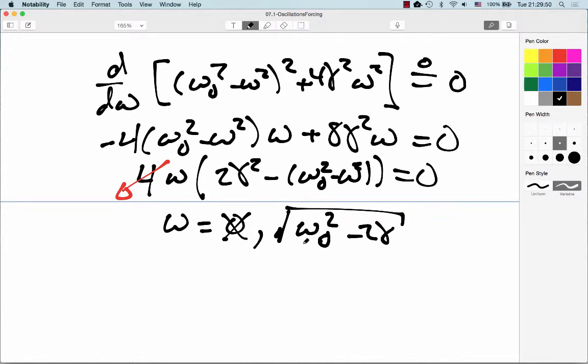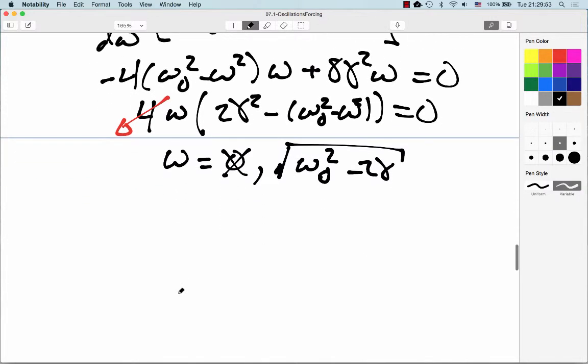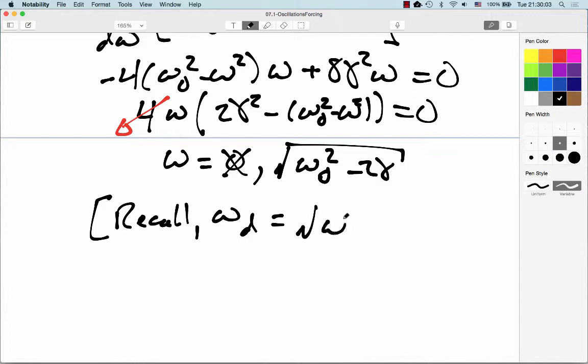This is almost the damped oscillation frequency. Recall, the damped oscillation frequency was equal to root omega naught squared minus gamma squared, without the 2. So the moral of the story here is, as long as the damping is weak, gamma is much less than 1, the system will resonate very near the natural frequency of the system.